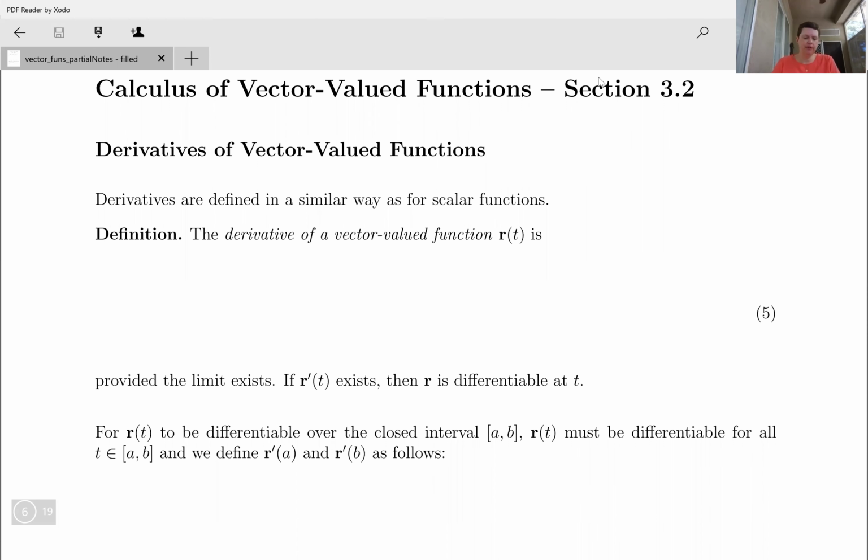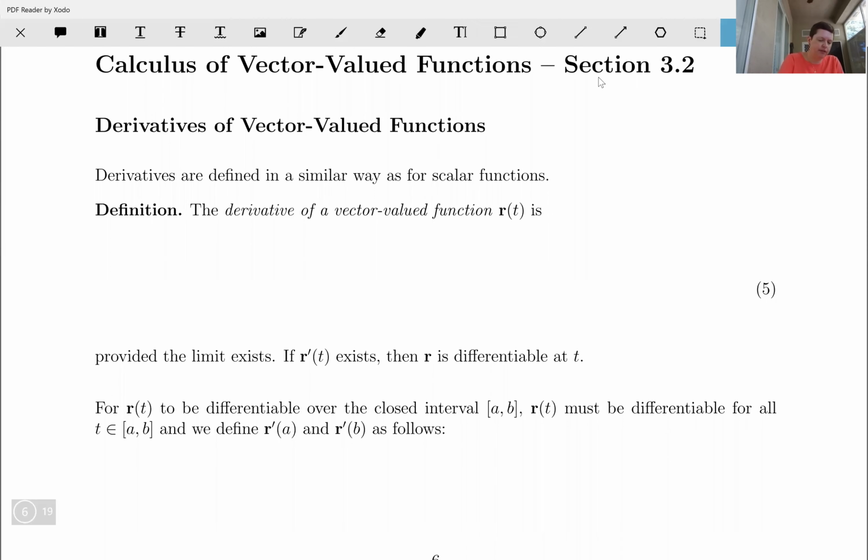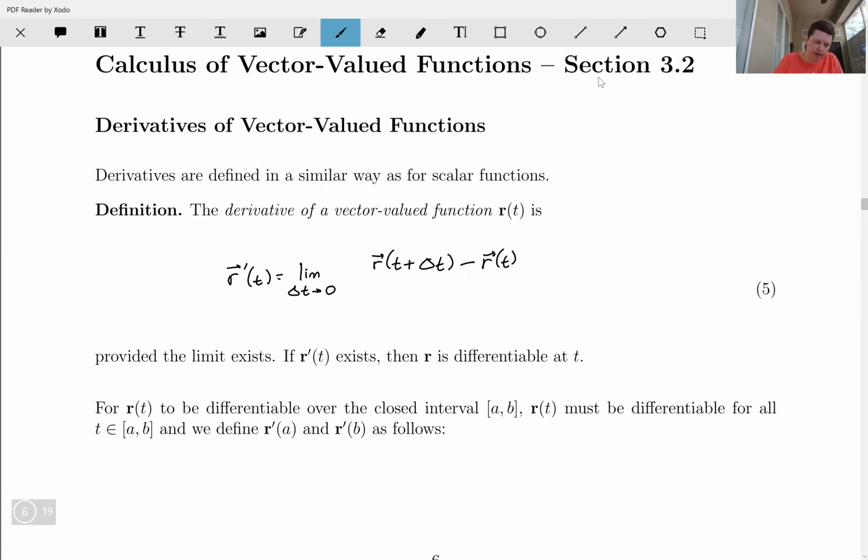So derivatives are defined in a very similar way as for scalar functions. Say what? Look at this. The derivative of a vector valued function r of t, so we write r prime of t like we always do, is going to be the limit as, let's say, delta t goes to 0 of r of t plus delta t minus r of t divided by delta t, of course, provided the limit exists.